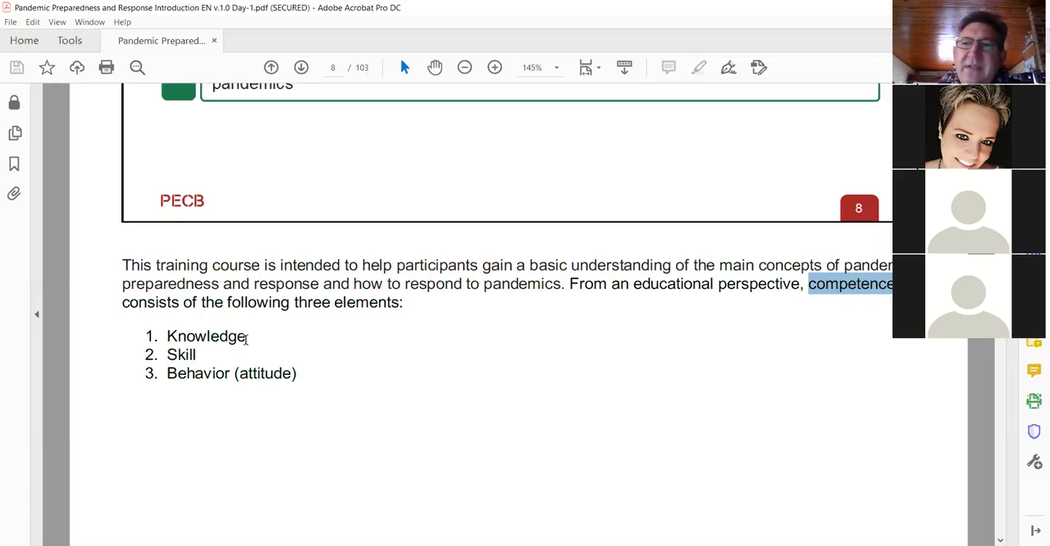Then we are speaking about skills. Skills has to do with, do you have presentation skills? Do you have communication skills? Do you have cognitive skills? Do you have technical skills?